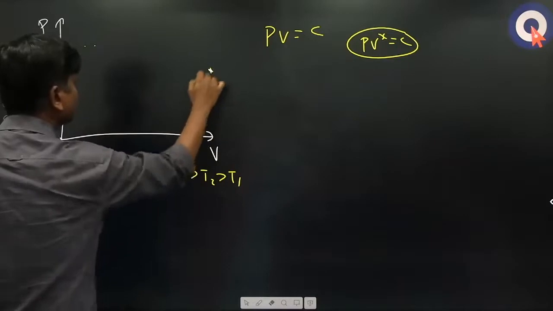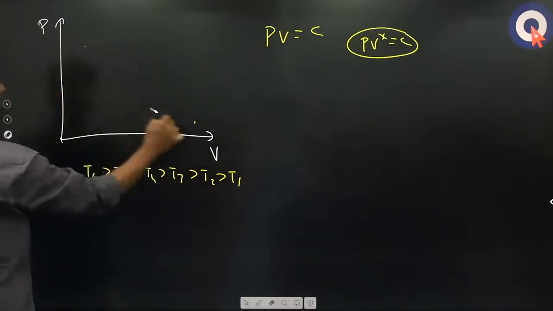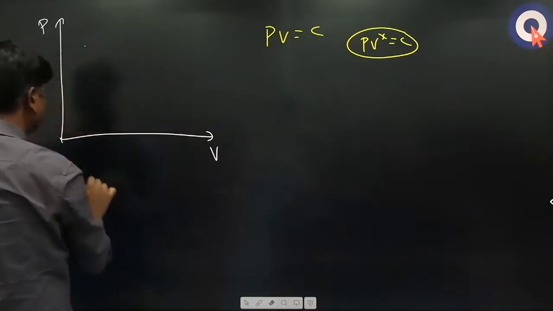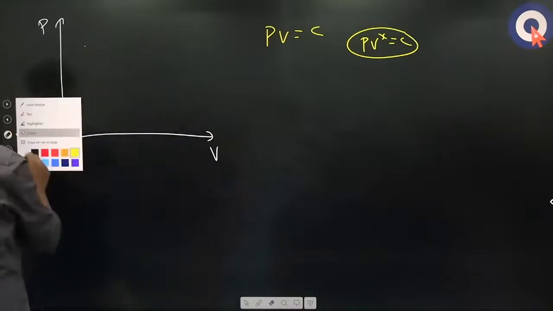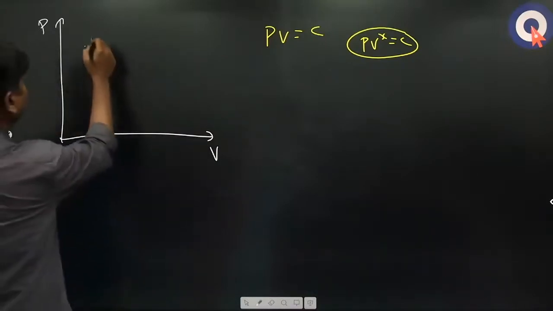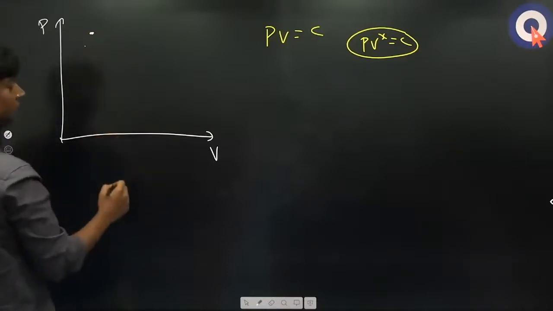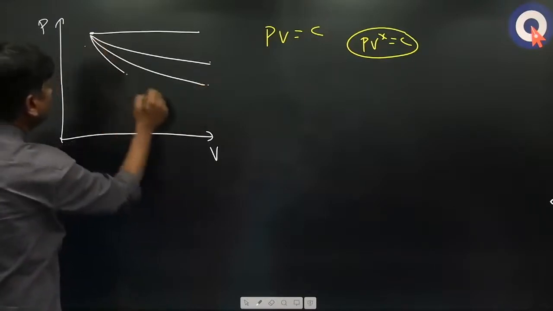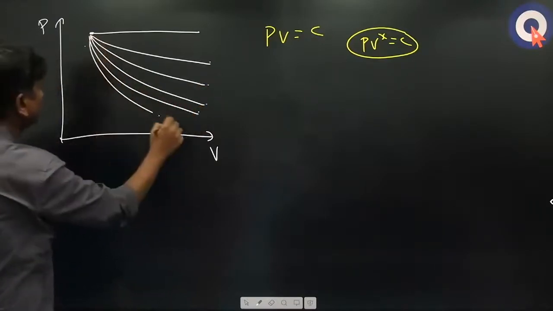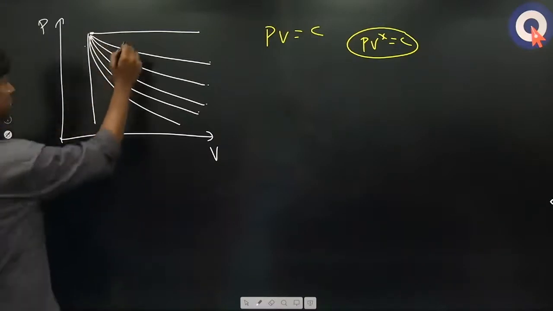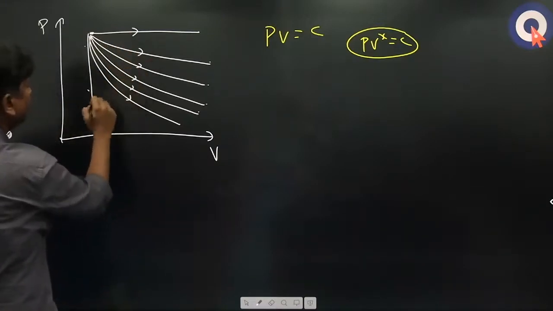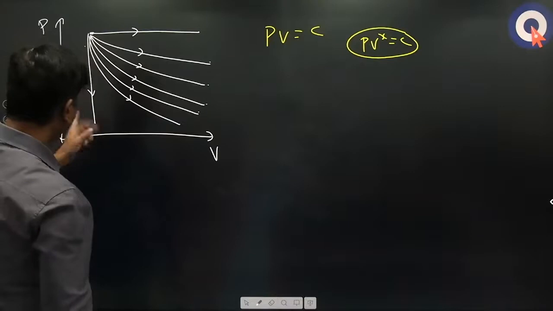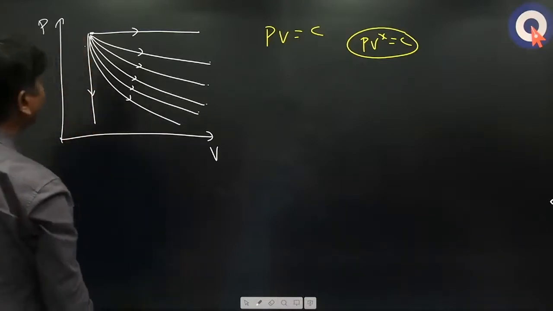Using this, any process, if it is PV to the power X equal to constant, we will categorize into 7, by looking at the polytropic also, right? So suppose the initial state is here, total 7 processes I will draw: 1, 2, 3, 4, 5, 6, 7. What is the importance of each process? All are expansions except this one. When the volume is increasing, what happens? Except this one, of course, which is constant volume, right?